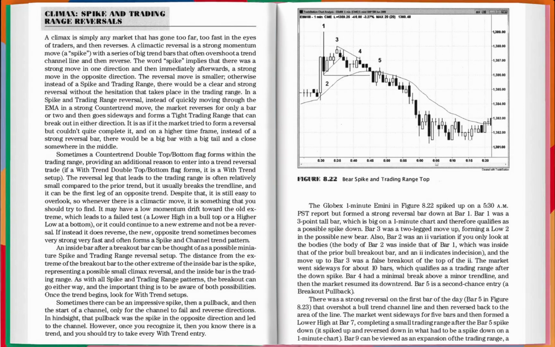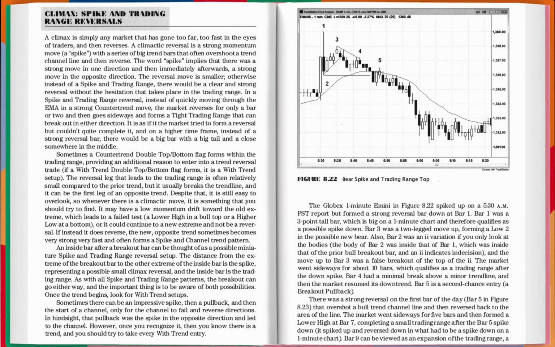Climax, spike, and trading range reversals. A climax is simply any market that has gone too far, too fast in the eyes of traders, and then reverses. A climactic reversal is a strong momentum move, a spike, with a series of big trend bars that often overshoot a trend channel line, and then reverse.